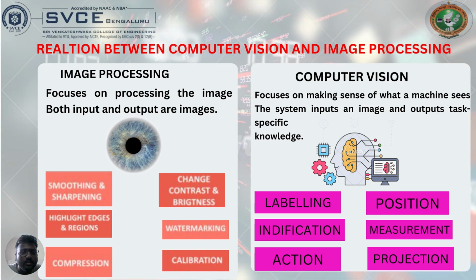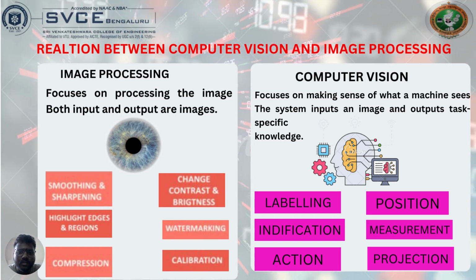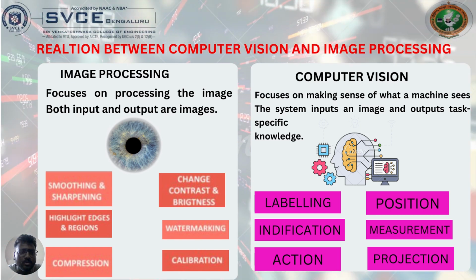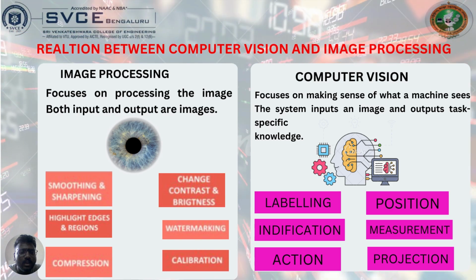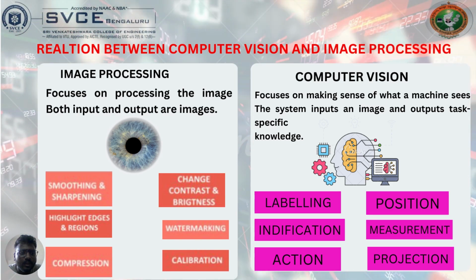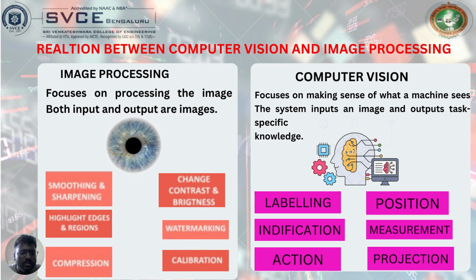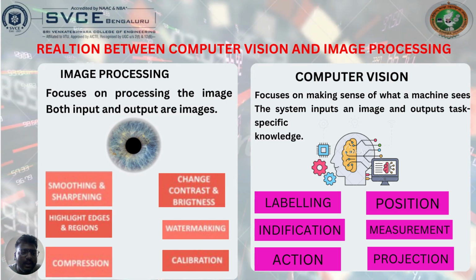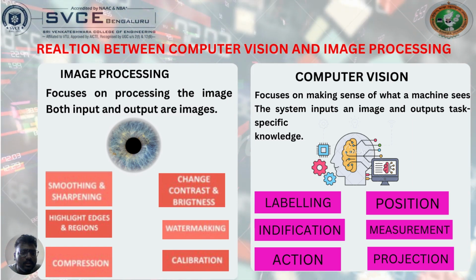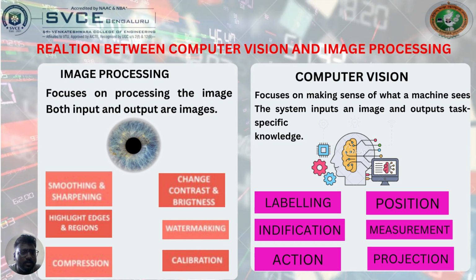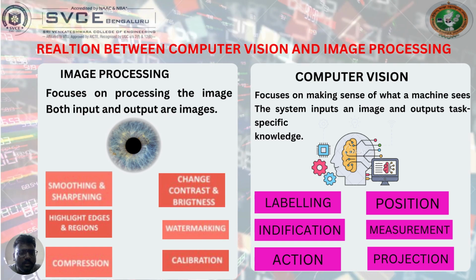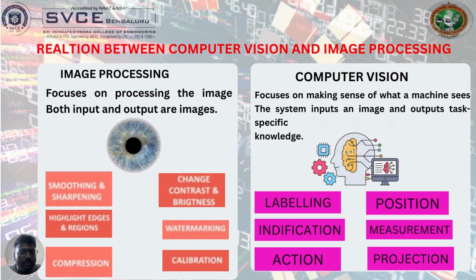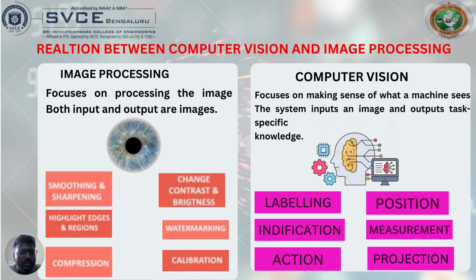We can see the difference in image processing and computer vision. Image processing focuses on the processing of the image. Both the input and the output are images. Here, smoothing and sharpening will take place. Highlighting edges and region growing will be done in image processing. Image processing means whatever image is taken by the cameras is made clear with these applications.